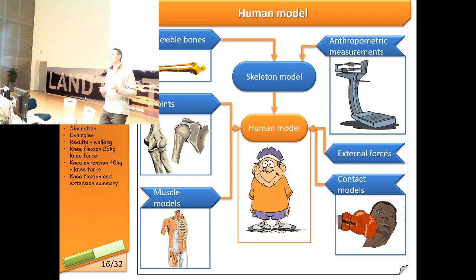Then you have some contact models as well. So for example, ground and feet in walking. If you're pushing something, then there will be some contact on your hands. If you're colliding with something, then you can have contact also on your head, for example, and the foreign object. If you're getting hit by something, there are lots of possibilities.